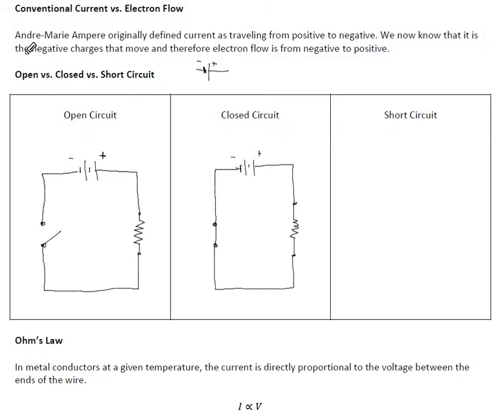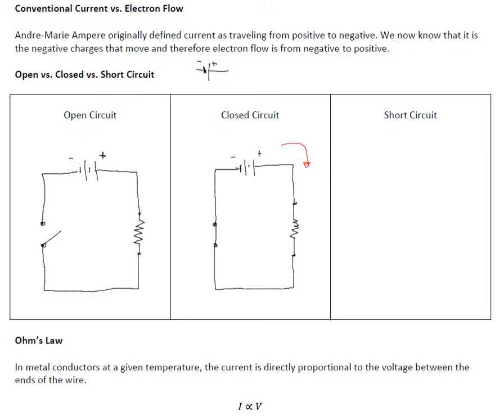It says Andre Marie Ampere originally defined current as traveling from positive to negative. Way back when, they didn't really know what was going on. They just knew something was flowing. I think they originally thought it was some type of fluid. So they just had to go with something, and they defined current as traveling from positive to negative.